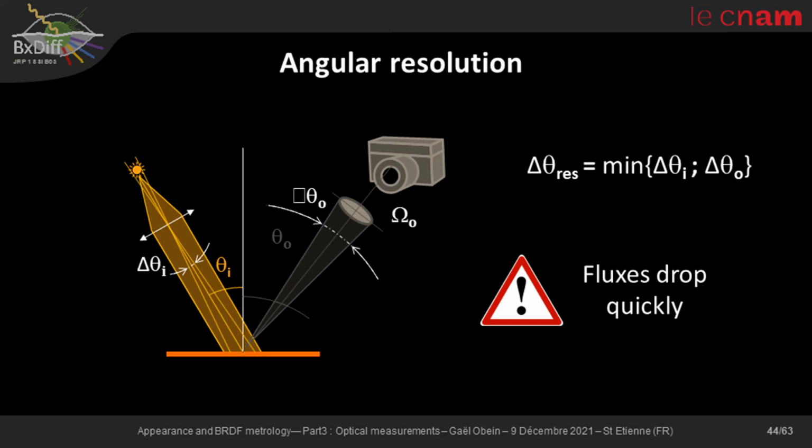And the resolution is the max of those two angles. So you can be limited in the detection, but also in the illumination. And then if you really want to improve the resolution, you need also to decrease this angle. And if you decrease this angle, that means that you reduce the size of the incoming beam, then you don't have flux. So it's always a compromise at the end between all this.